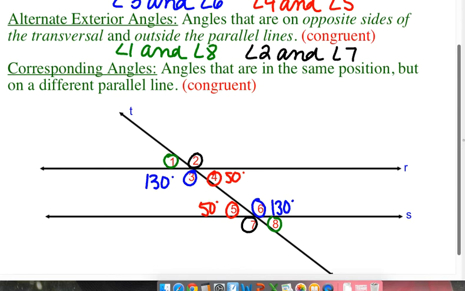And again, the really important thing to know about alternate exteriors is that they are congruent to each other. So again, if angle 2 is 130 degrees, so is angle 7. And if angle 1 is 50, so is angle 8.